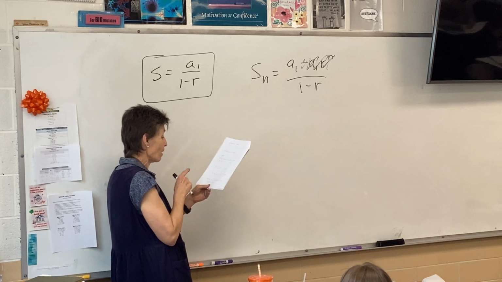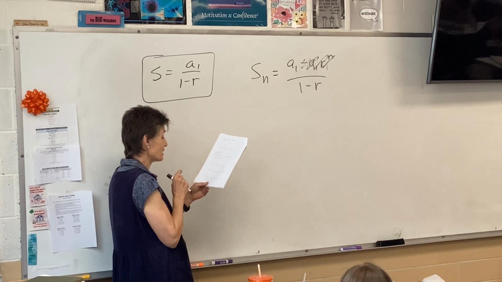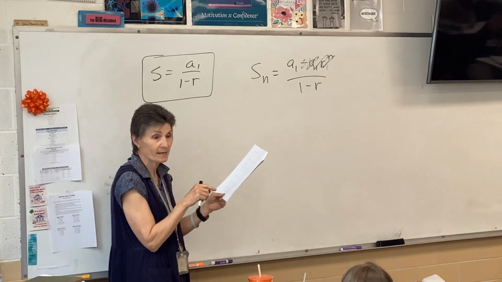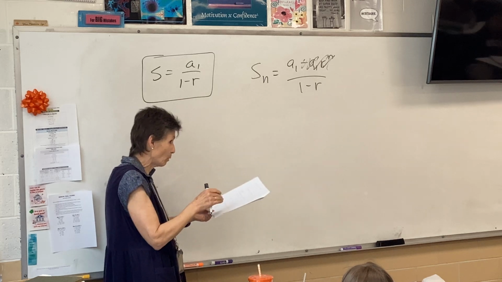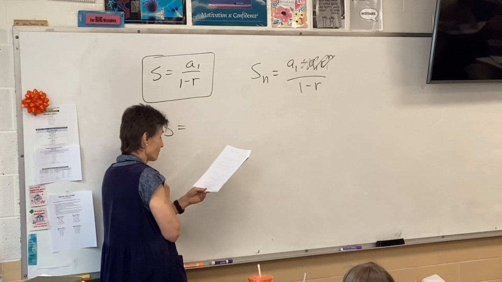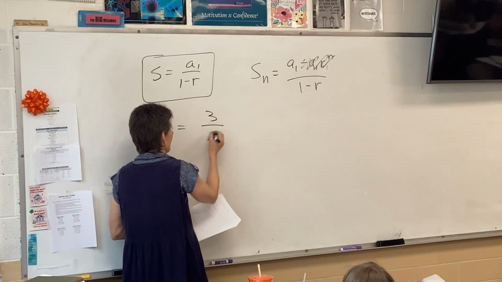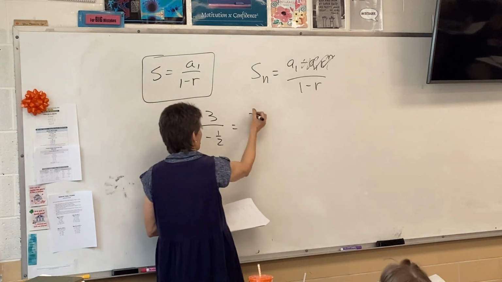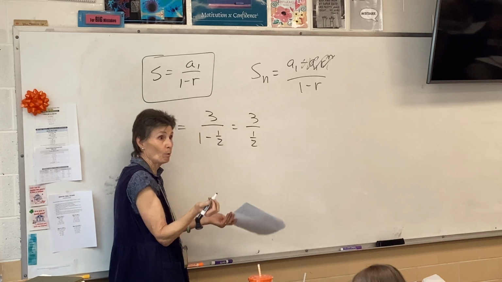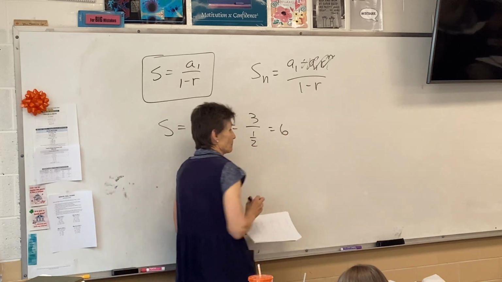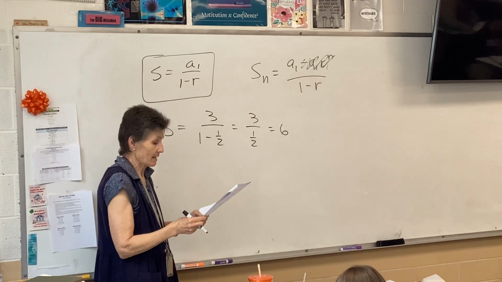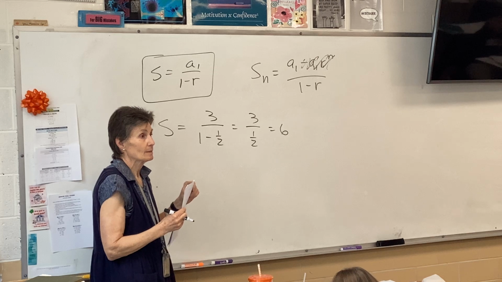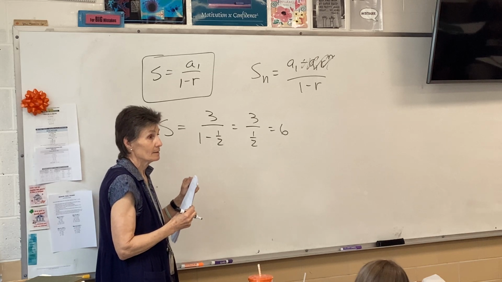If we look at problem 5a, first thing you have to do is figure out what is your ratio. So what do we keep multiplying by? 0.5, 1/2 or 0.5. So your answer to part 5a would be 3 over 1 minus 1/2, or 1 minus 0.5, which is going to be 3 over 1/2, or 3 over 0.5, which is 6. So the sum is 6. So that's a geometric equation without the n? Yes.